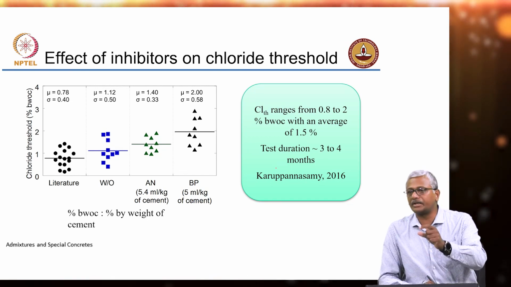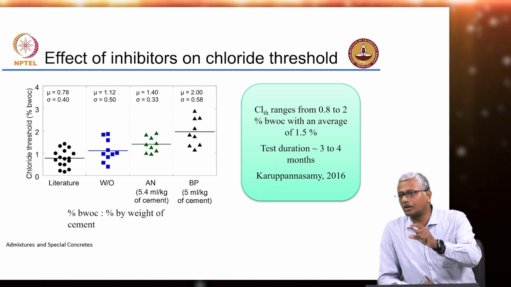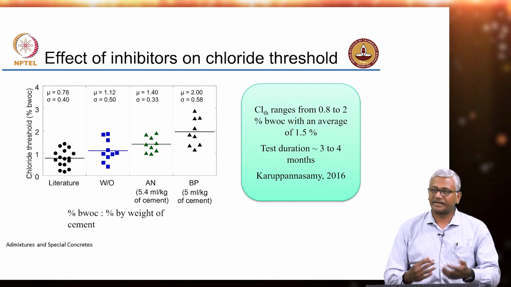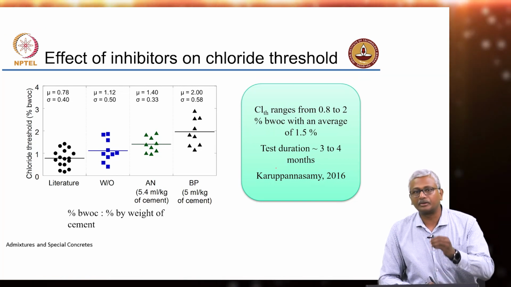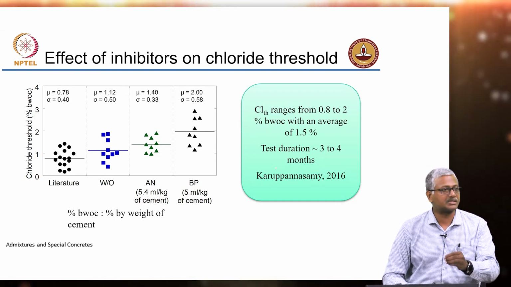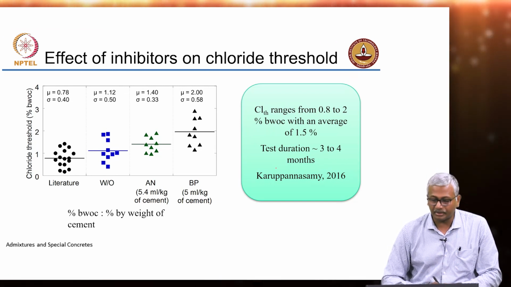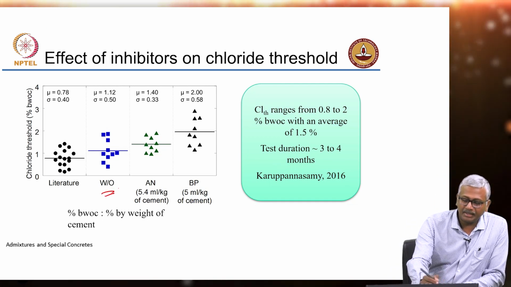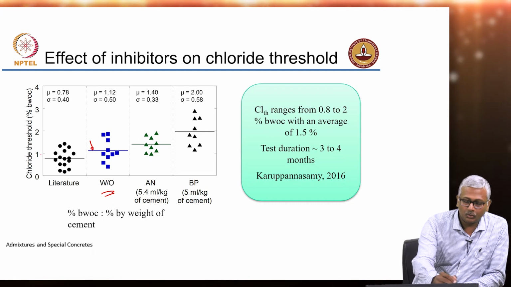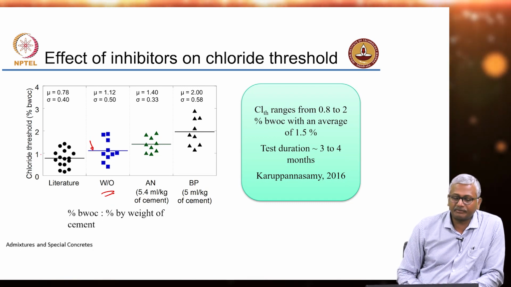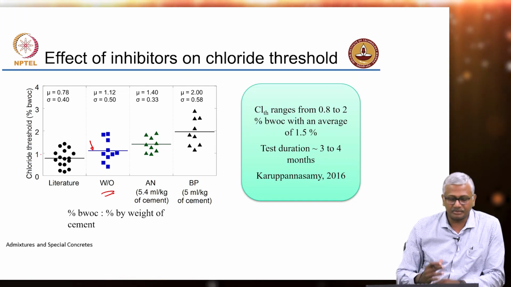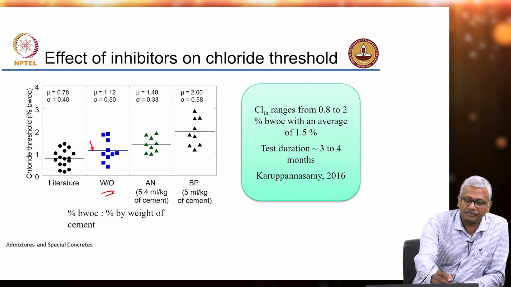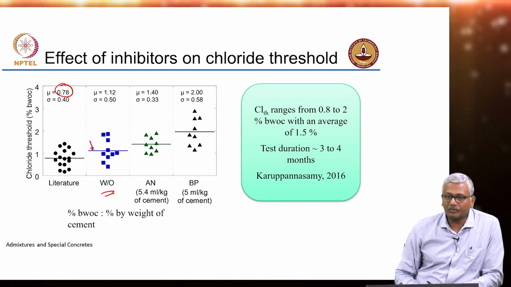We talked earlier that the chloride threshold will depend on the type of steel, it will also depend on the type of cement. Interestingly, the presence of the inhibitor further affects the value of the chloride threshold. The chloride concentration at which corrosion starts is affected by the presence of the corrosion inhibitor. So, now without any inhibitor, you are seeing a chloride threshold value of about 1% by weight of cement, for comparison purposes. This is data from literature which showed about 0.78 as the mean value.